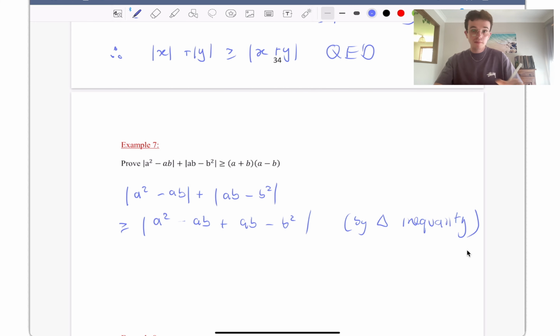Now, I said this in complex numbers. The triangle inequality is a known quantity. We don't have to state it or prove it every single time. It's a known quantity.